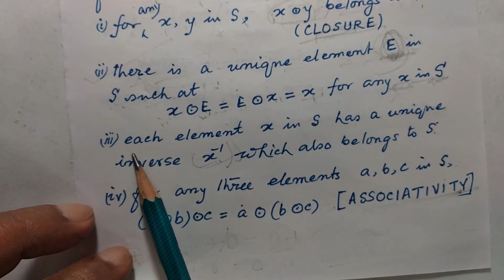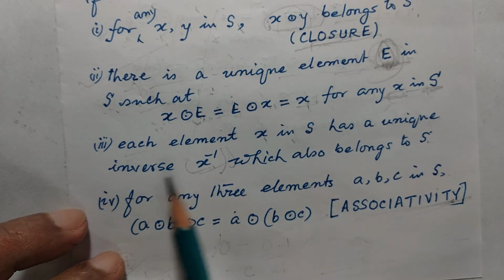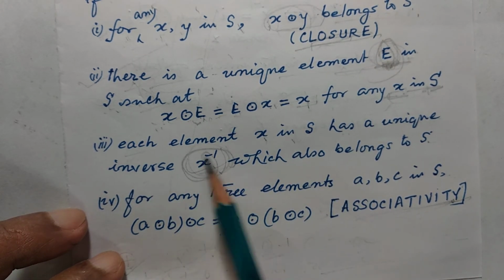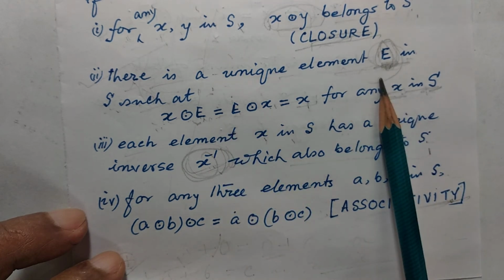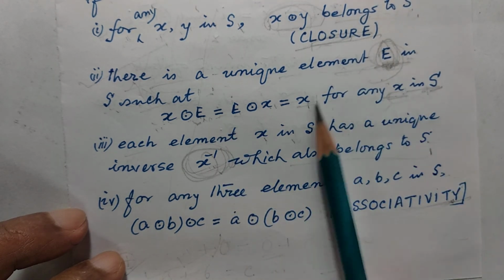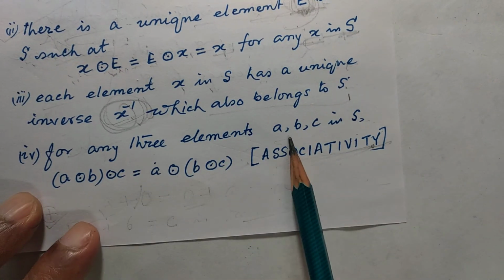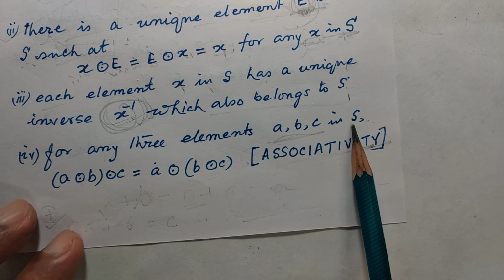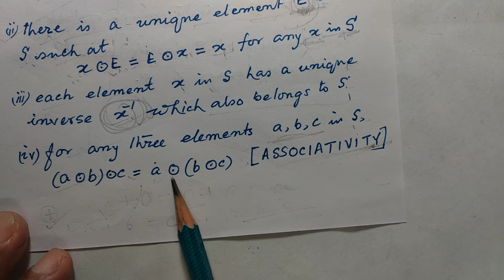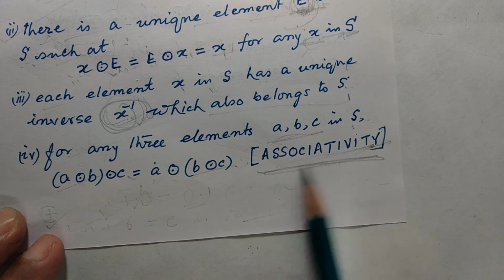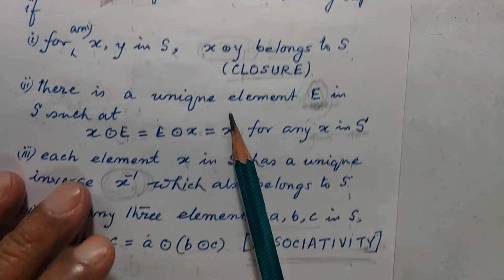The third property is this. Each element X in S has a unique inverse, X inverse, which also belongs to S. Every element must have its own inverse, and that inverse also must belong to the set S. And the fourth property is associativity. For any three elements A, B, C in S, AB combined with C will be equal to A combined with BC. This is called associativity. These four properties are called four group properties.